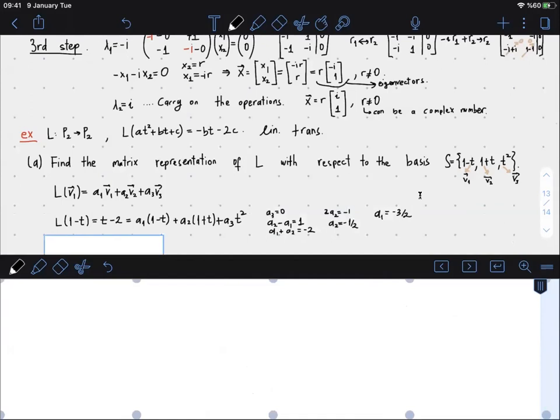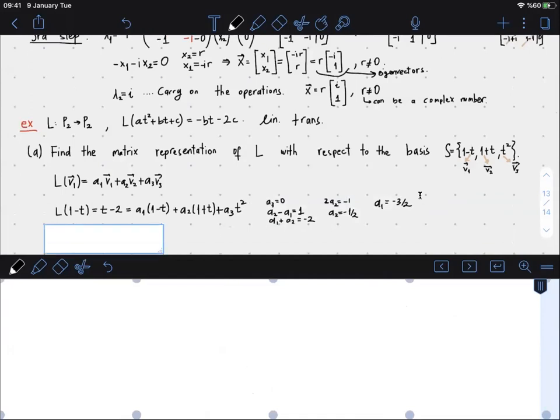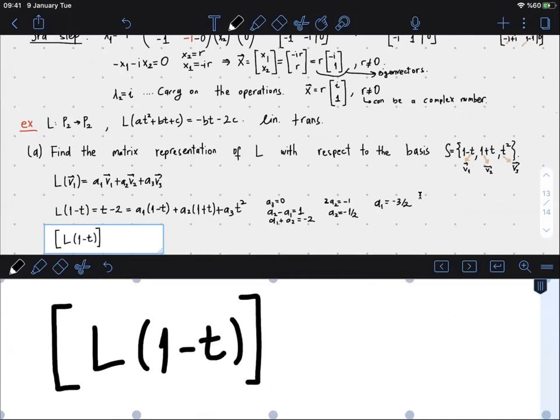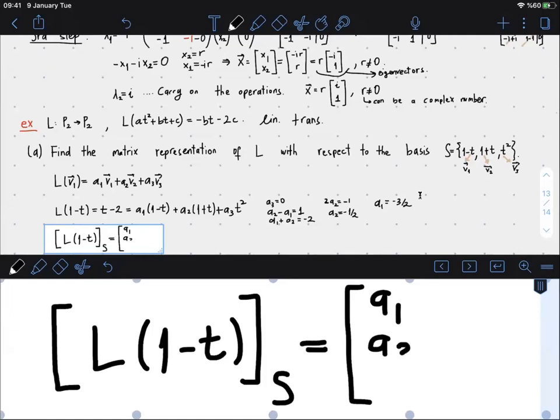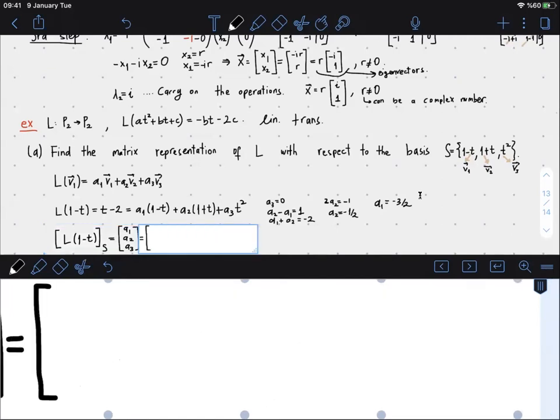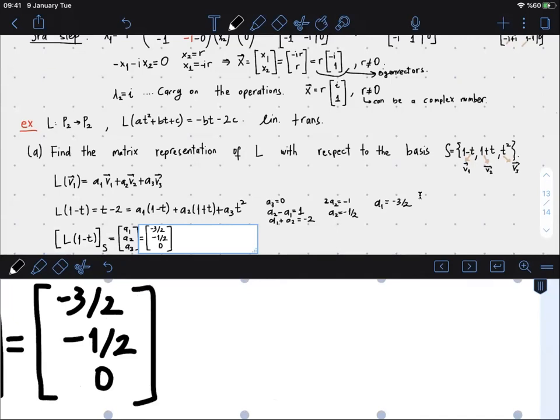Okay, so what did we find? We find that, so how do we represent this? We represent this in this way. The coordinates of the vector 1 plus t with respect to this basis S is A1, A2, and A3, which we found to be minus 3 over 2, minus 1 over 2, and 0. So these are the coordinates of this linear transformation with respect to this chosen basis S.